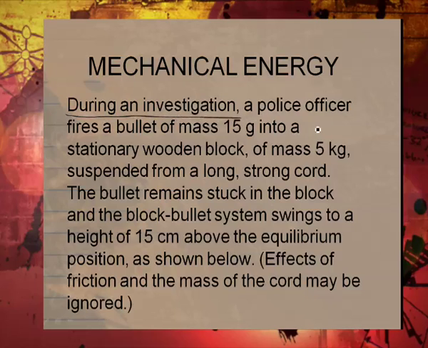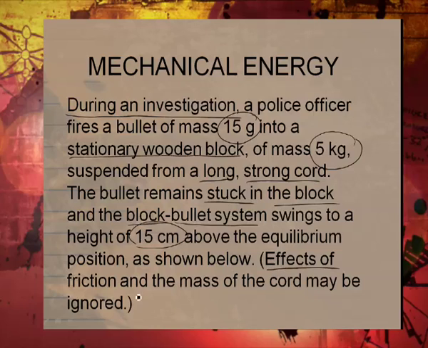During an investigation, a police officer fires a bullet of mass 15 grams into a stationary wooden block of mass 5 kilograms, suspended from a long, strong cord. The bullet remains stuck in the block, and the block-bullet system swings to a height of 15 centimeters above the equilibrium position, as shown below. So we're going to see that diagram. Ignore the effects of friction, and also the mass of the cord.